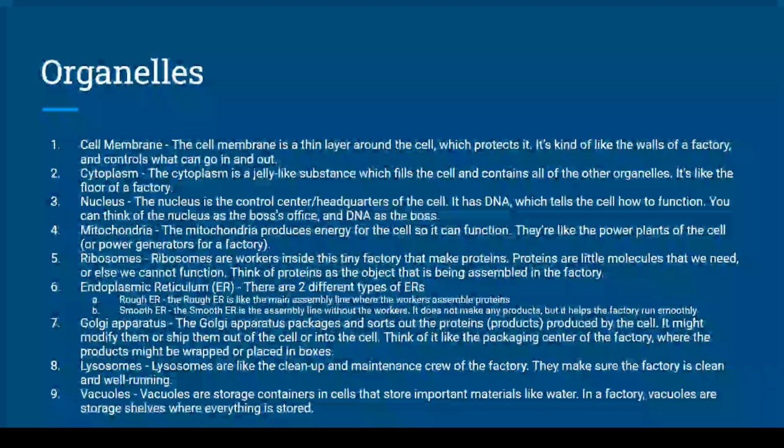Finally, we have vacuoles, and vacuoles are storage containers in cells that store important materials like water or other nutrients that the cell needs, so like oxygen, for example. In a factory, vacuoles, you can think of them as the storage shelves where everything is stored, or you can think of them as warehouses.